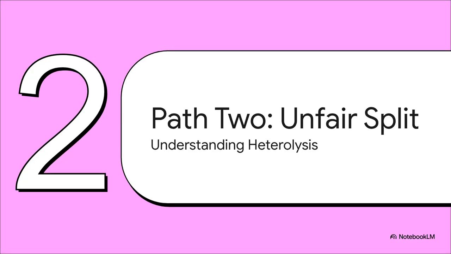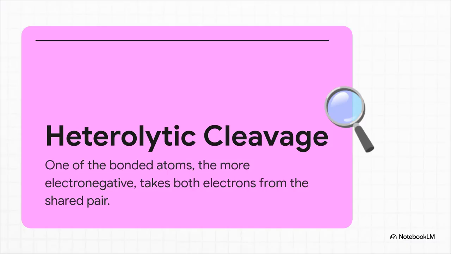Now let's look at the other side of the coin, the unfair split. If homolysis was a friendly parting of ways, heterolysis is the messy, dramatic breakup where one side takes it all. Yeah, with heterolysis, sharing is not in the vocabulary. One of the atoms, specifically the one that's more electronegative, meaning it has a stronger pull on electrons, just grabs both electrons from the bond and walks away, leaving the other atom with absolutely nothing.